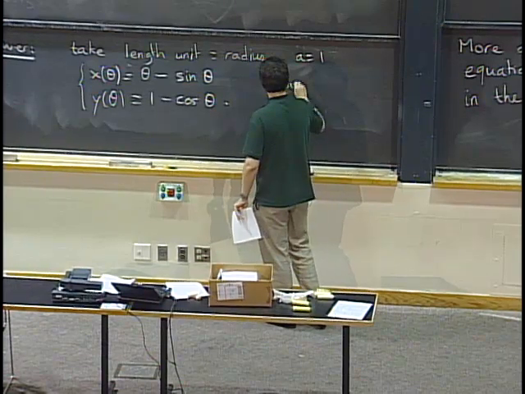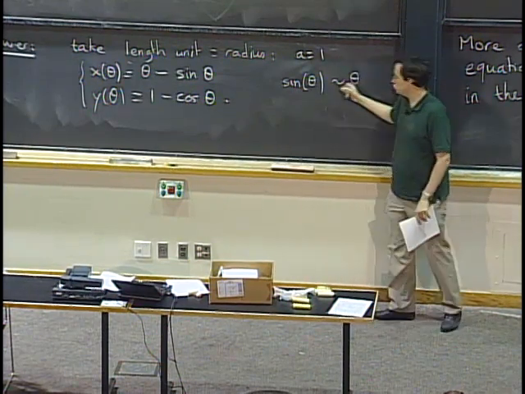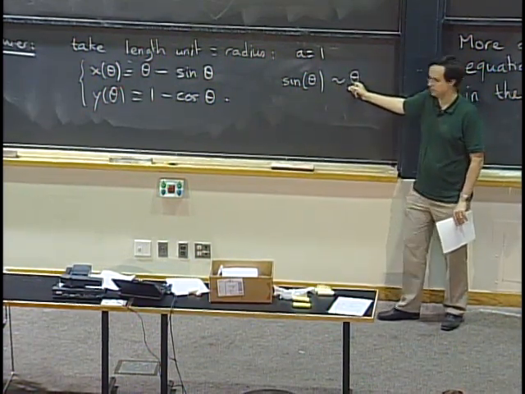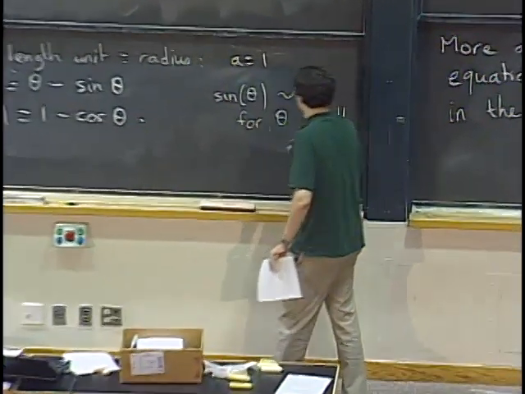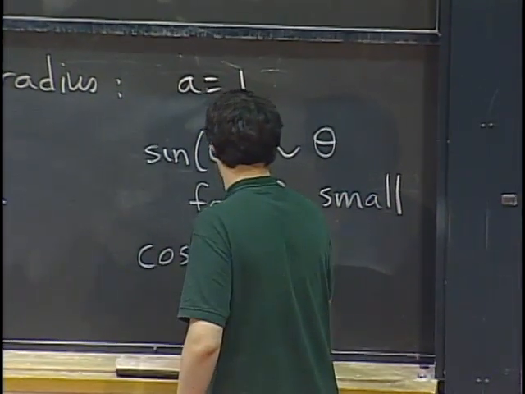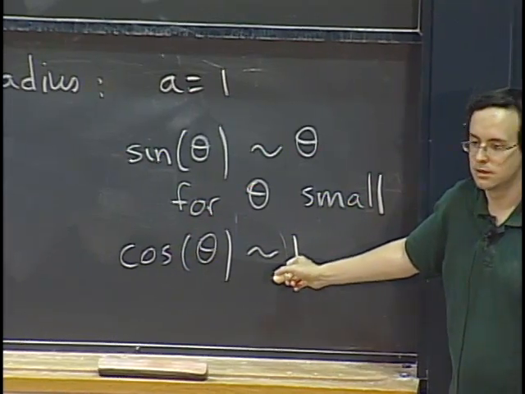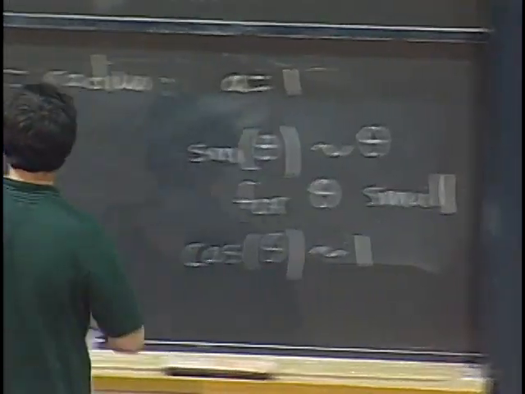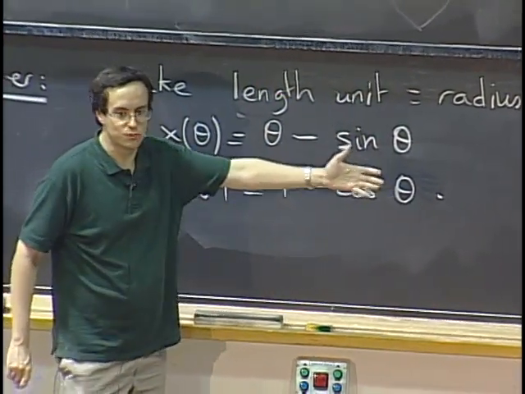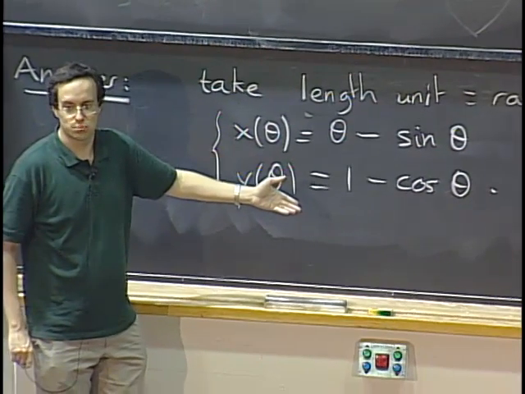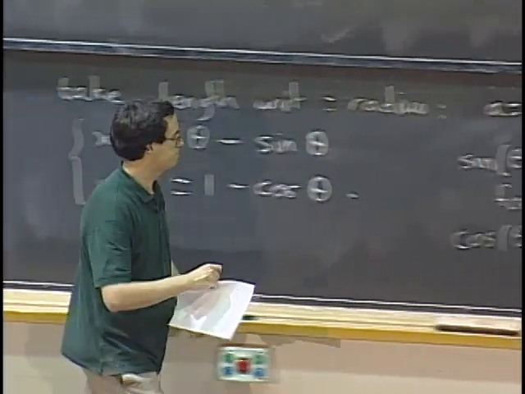Well, probably you know that if I take the sine of a very small angle, it's close to the actual angle itself, if theta is very small. And you know that the cosine of an angle that's very small is close to 1. Well, that's pretty good. If we use that, we'll get theta minus theta, 1 minus 1. It looks like it's not precise enough. We just get 0 and 0. That's not telling us much about what happens. So we need actually better approximations than that.